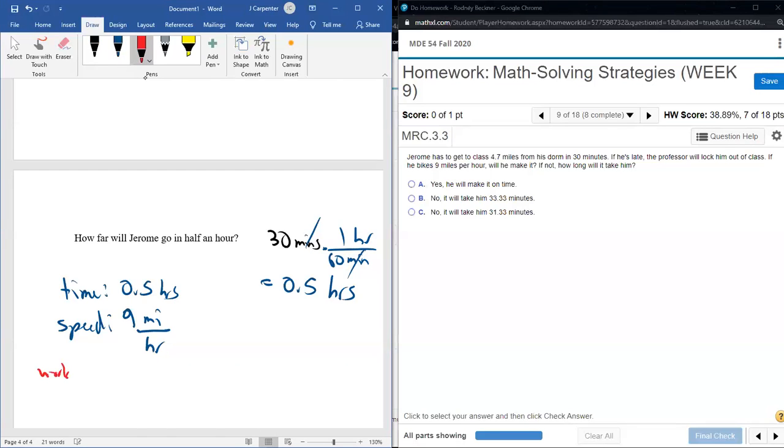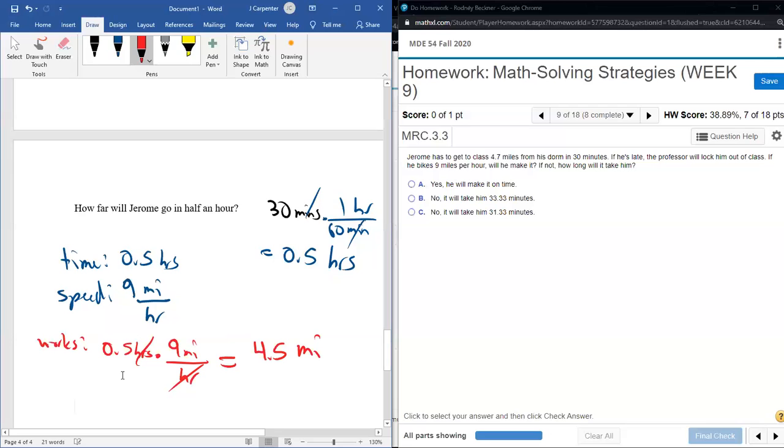The one that works, again, is not doing time divided by speed or speed divided by time. It's if I multiply these two things. So if you take your 0.5 hours and you multiply it by your 9 miles per hour, your hours units cancel. You're only left with miles, which is a distance, and that's what we're trying to compare it to. So this is a good sign. 0.5 times 9 is 4.5. So in that half an hour, he can go 4.5 miles. Jerome can go 4.5 miles in 30 minutes.